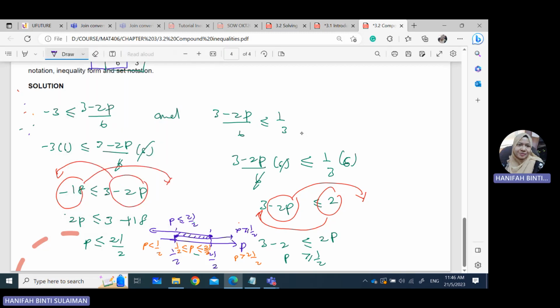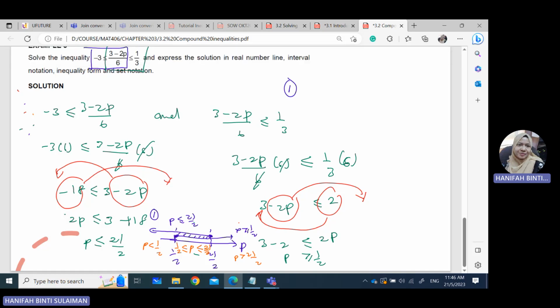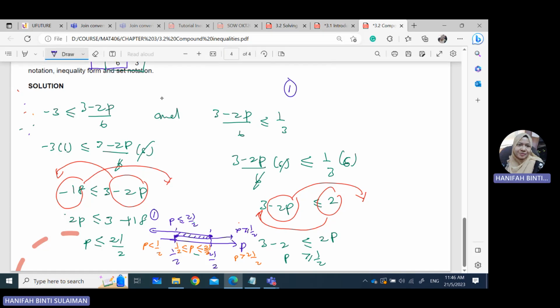Faham? Ada soalan? So number 1, dalam bentuk apa dia nak? Interval line. Number line. Yang ini number line. Ataupun P is 1 over 2 to 21 over 2. This area.